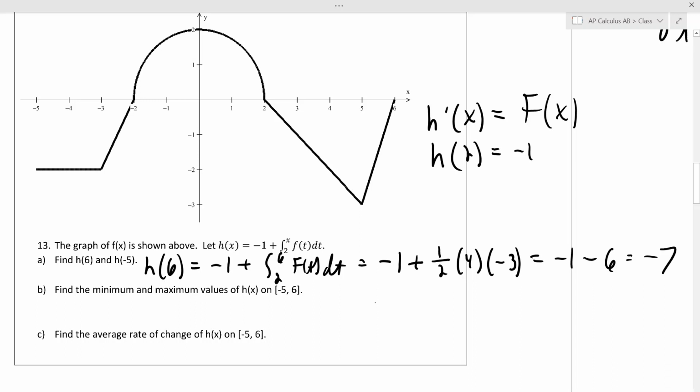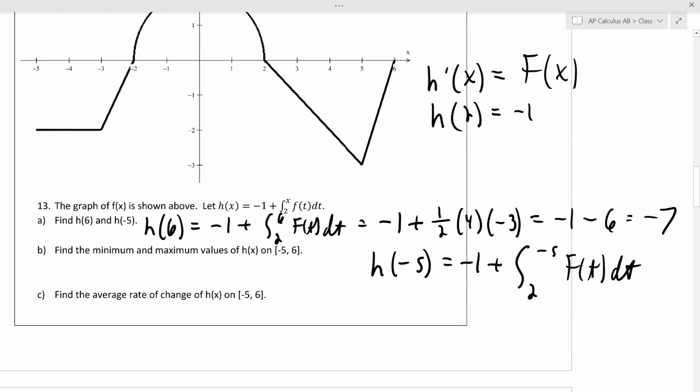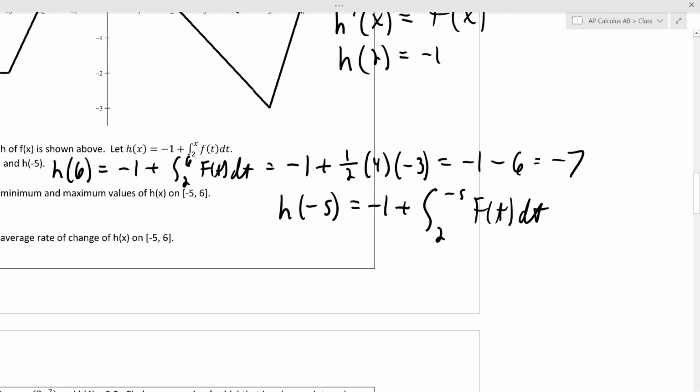All right, and to find h of -5, that's -1 plus the integral from 2 to -5 of f of t dt. One thing I will tell you: if I was integrating this on a calculator, I don't care about the limits being upside down like that, having a -5 above the 2. If I'm integrating by hand, using actual calculus and plugging in, it does not matter if you're going backwards. We're integrating from 2 to -5, so we're kind of integrating backwards on the x-axis. It doesn't matter if you do it by hand or with the calculator, it's going to work itself out.